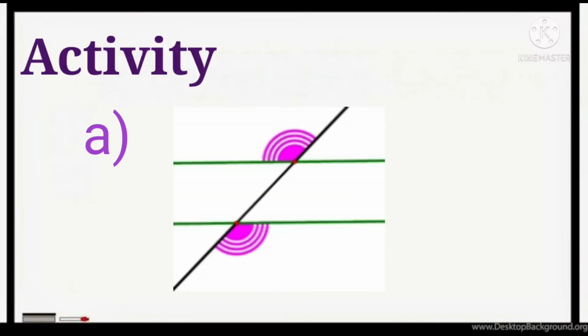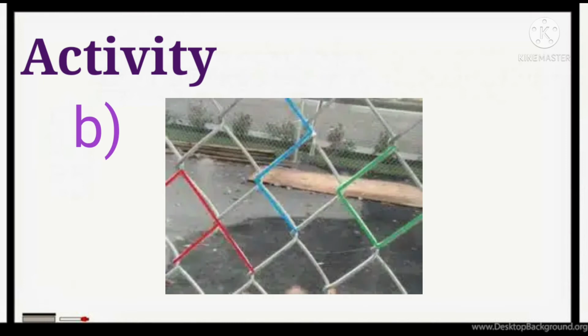So there is an activity for you. Just see and write the names of the angles and you can send them to me on WhatsApp.